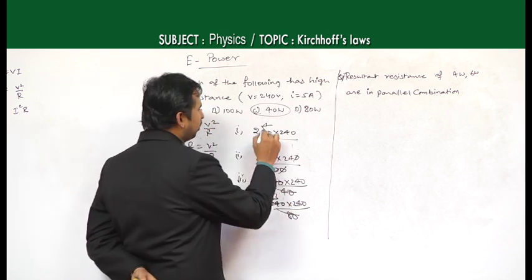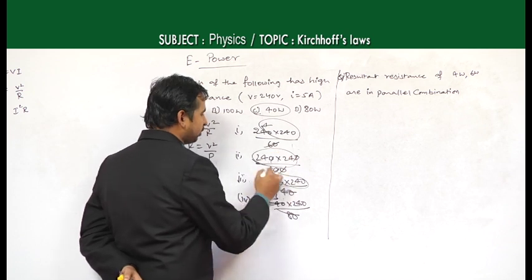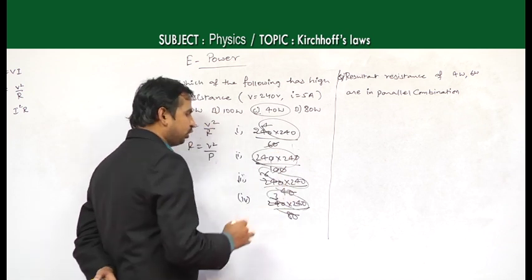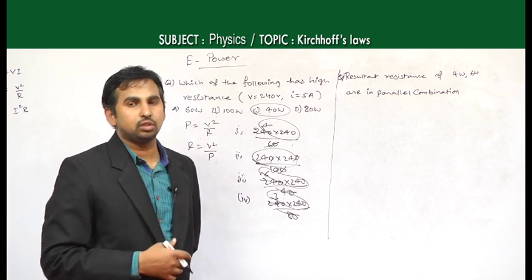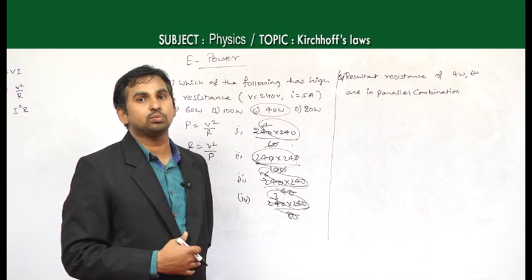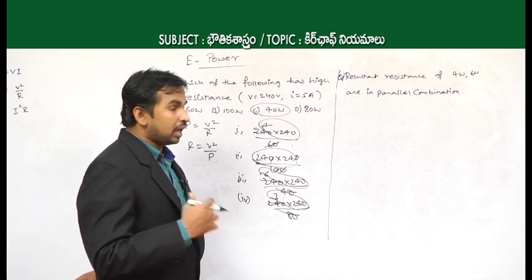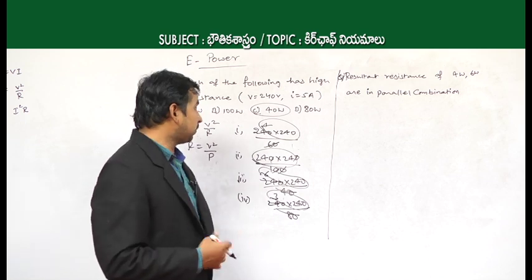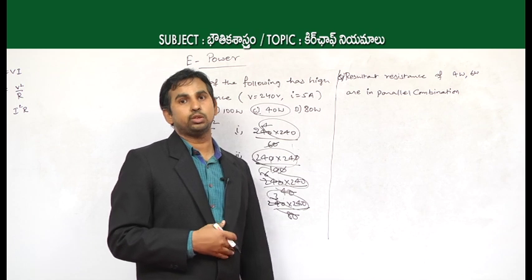Here we have 4 into 240, 24 square, 6 into 240 and 3 into 240. Of all these cases, the third one, which is 6 into 240, has the maximum value. So in this case, the resistance is more when the power drawn is 40 watts.